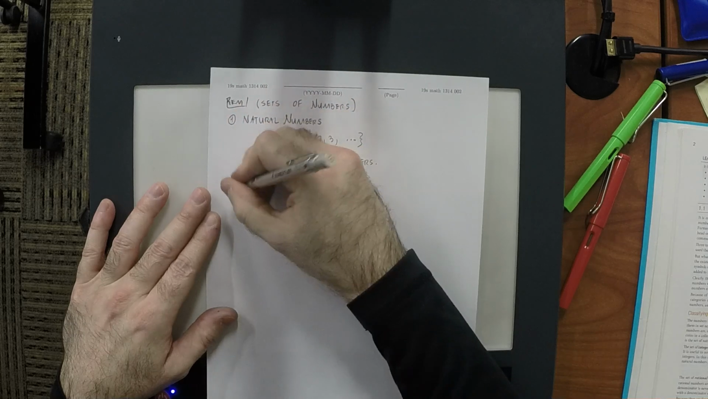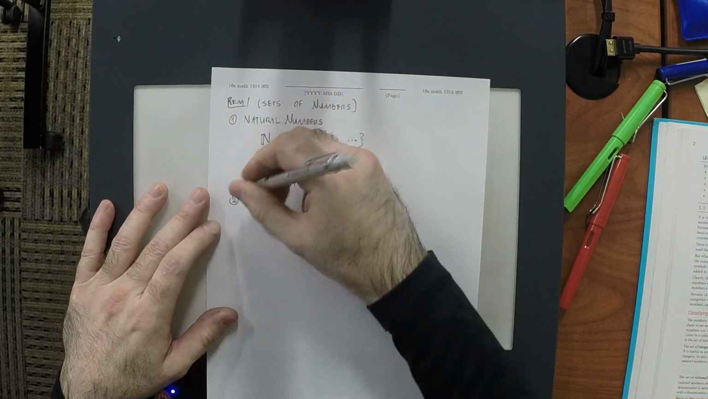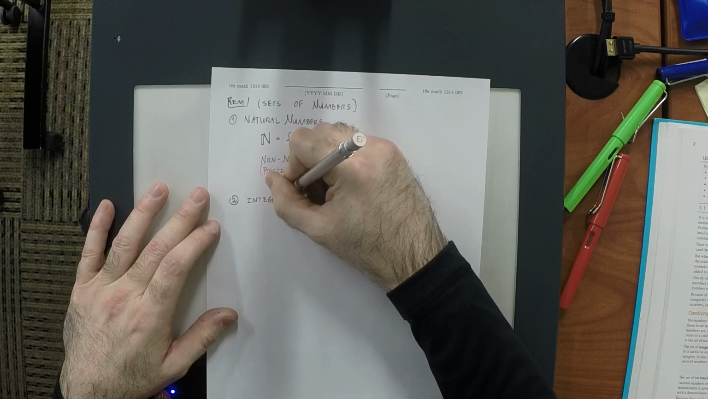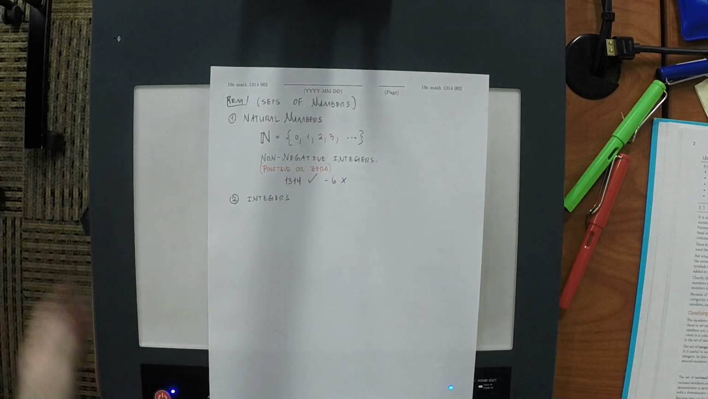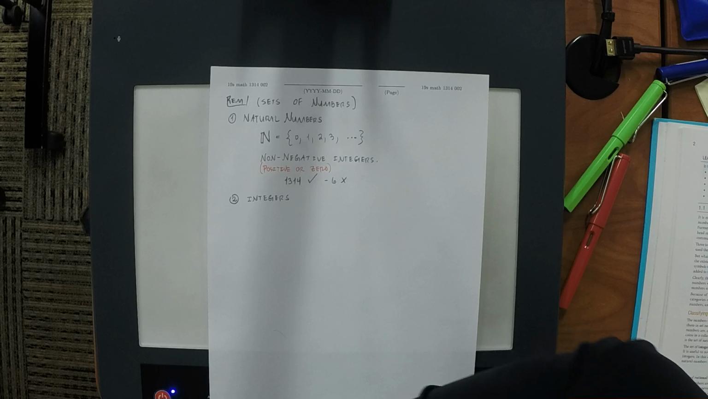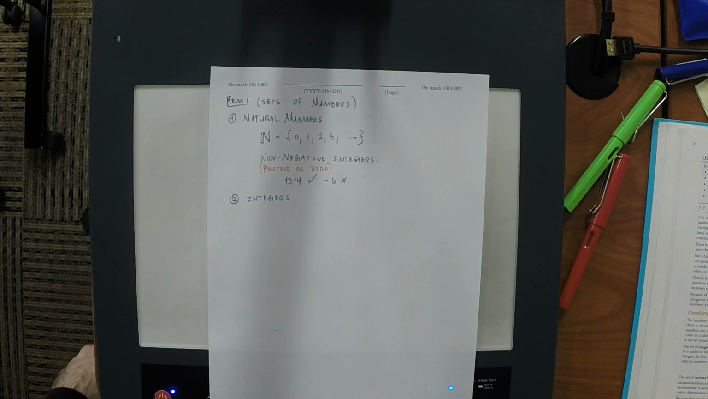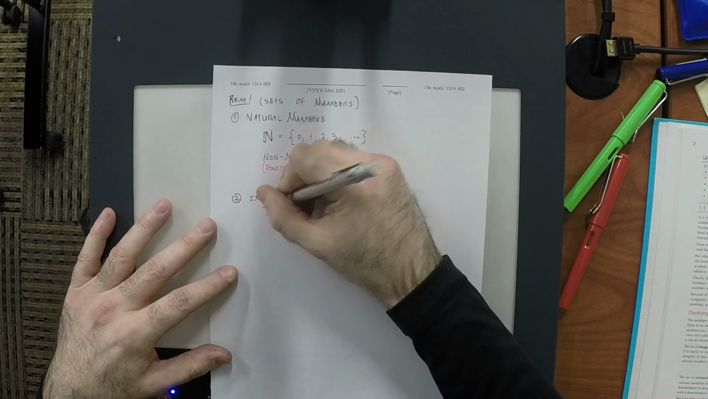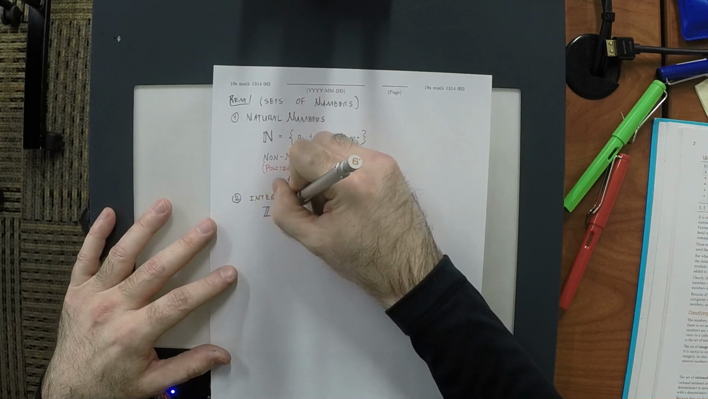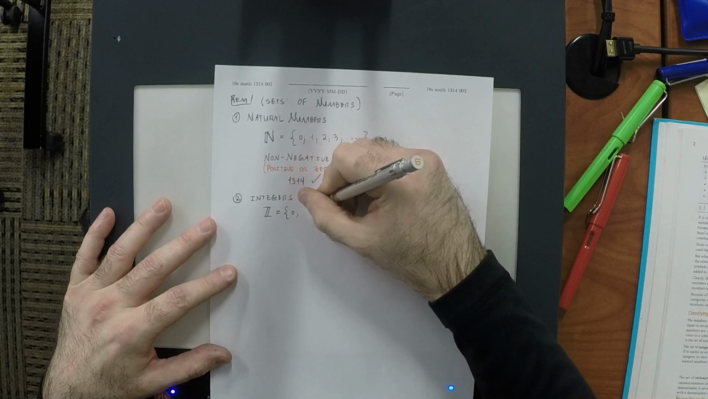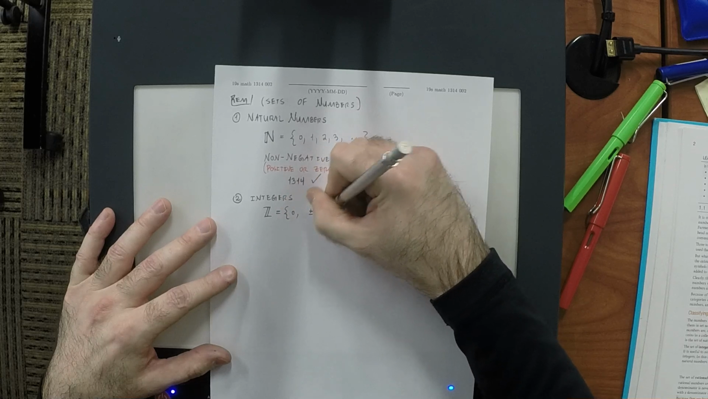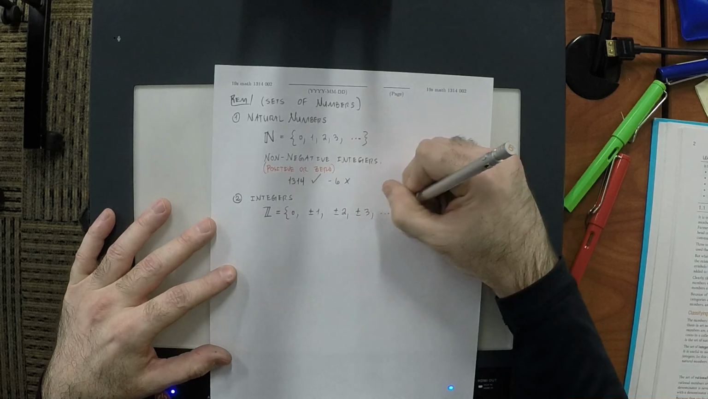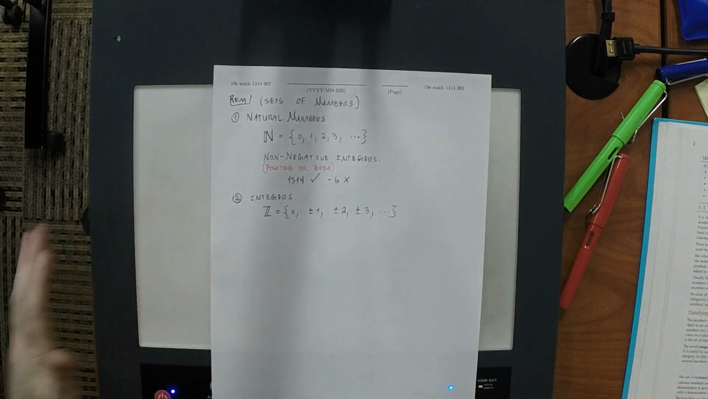Now the set of integers. So if the natural numbers are denoted with N, then the integers are surely denoted with Z, of course. Because that's obvious, right? So 0, positive and negative 1 are in there. Positive and negative 2 are in there. Positive and negative 3 are in there. Dot, dot, dot. So that's all the integers.